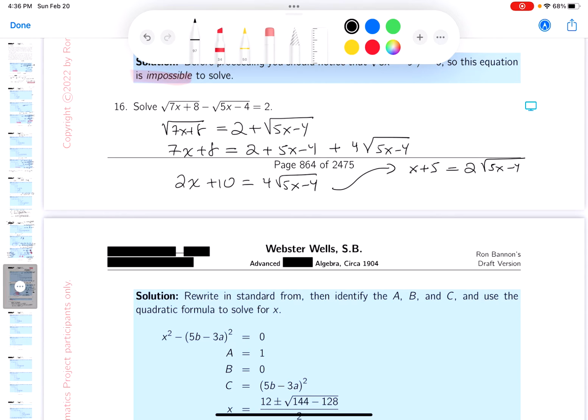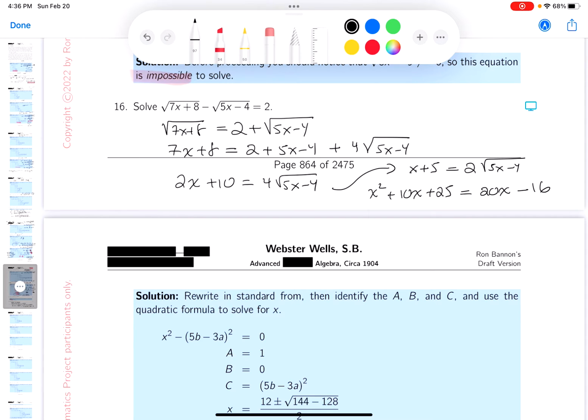All right, I know it's problematic, but I still want to square both sides now to get rid of the radical. So what do you get? X squared plus 10x plus 25 equals, well, it's going to be 4 times 5x, which is 20x, and it's going to be 4 times minus 4, which is minus 16.